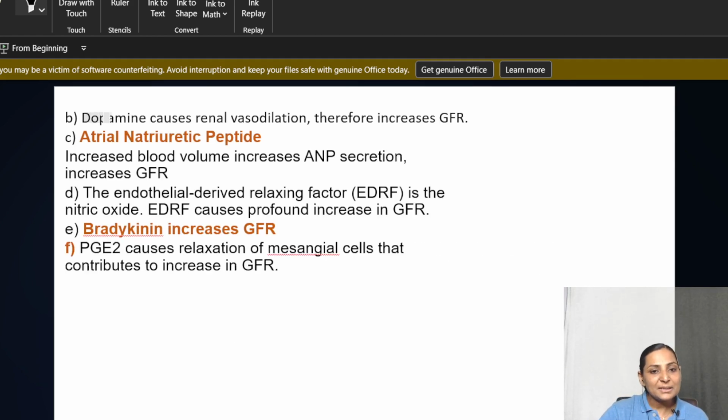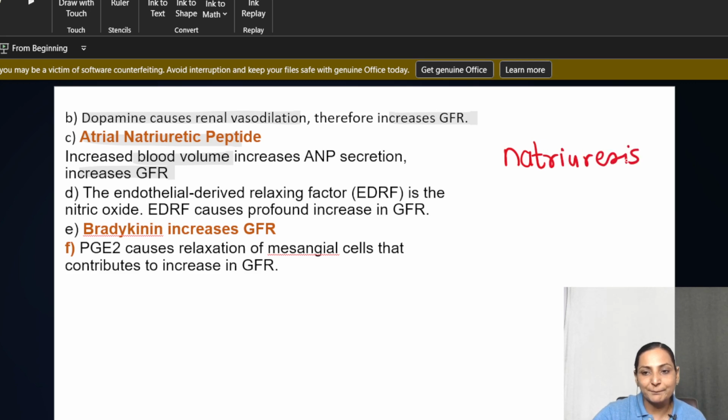Then dopamine is a vasodilator and it increases GFR. Atrial natriuretic peptide increases GFR. It is also a vasodilator and it will be secreted from the body, especially from the heart, whenever there is an increase in the blood volume. Because if you remember, you might have studied, it causes what we call natriuresis, that is loss of sodium through the urine, and diuresis, that is excretion of water.